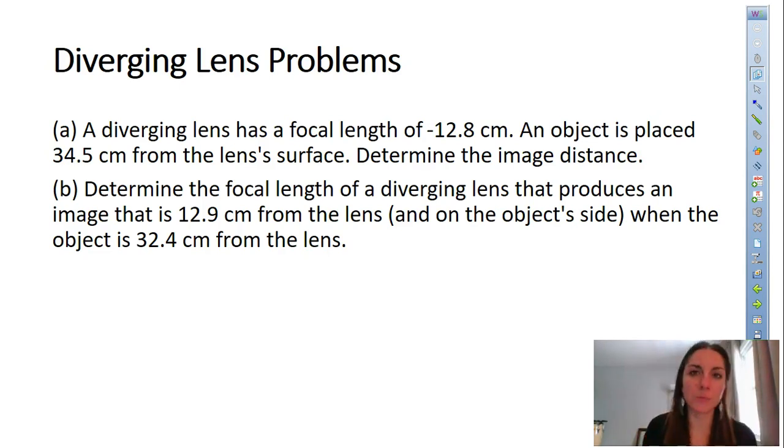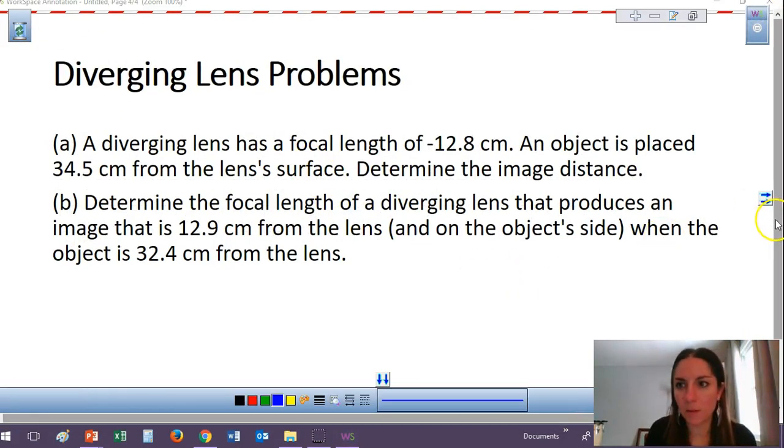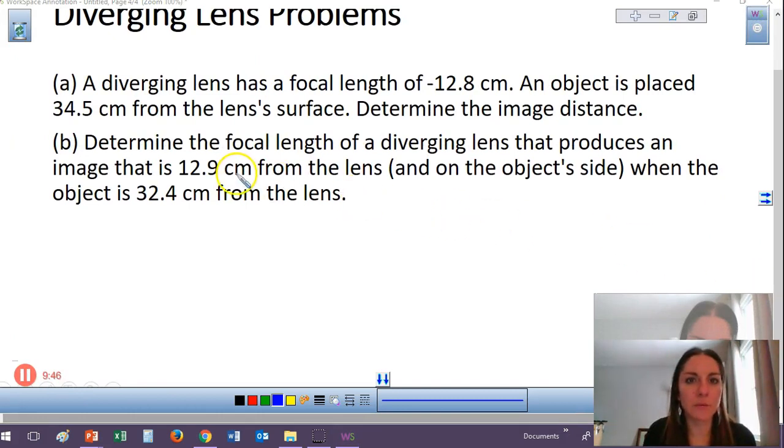In the last part of the video, I'm just going to demonstrate some calculations. These are not referencing the previous drawings, but we can show you how this works. So let's try A together. We have a diverging lens that has that focal length. This is a really nice problem because it already made the focal length negative.